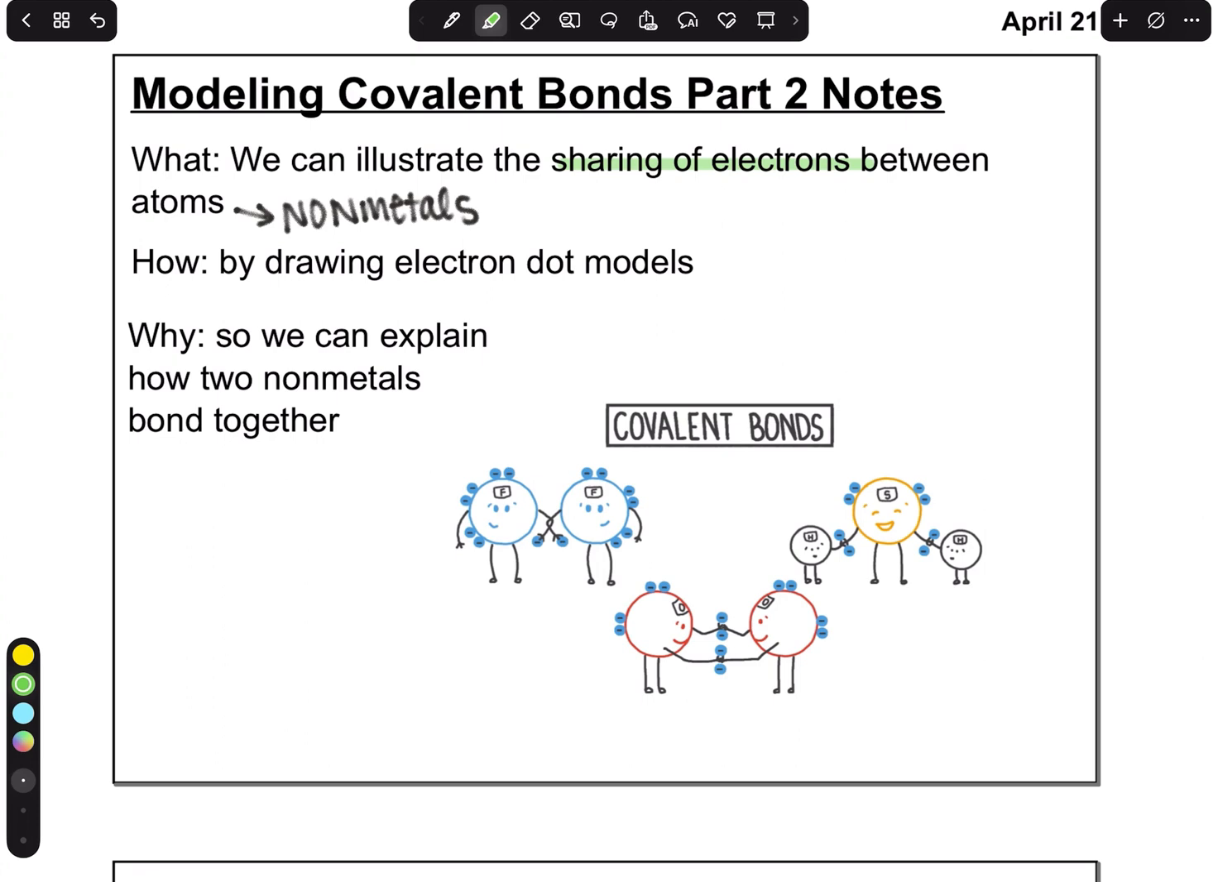Now, the tool that we're going to use is an electron dot model. Electron dot models are also called Lewis dot models, or in other terms, Lewis structures. You need to be familiar with all 3 of these names because they're referring to the same tool which we're going to use. Now, that being said, what we want to be able to do successfully by the end of the lesson is explain how 2 nonmetals bond together, especially because it's the last scenario we see with bonds forming.